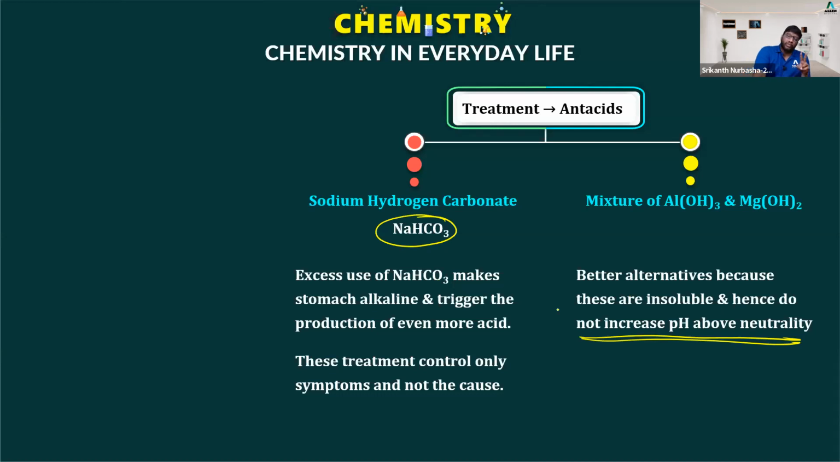But if you look at both these treatments, NaHCO3 and the mixture of Al(OH)3 and Mg(OH)2, the whole idea is that there is acid in the stomach and we are taking a base, and that base reacts with the acid so that neutralization occurs. But this idea is actually only controlling the symptom. This treatment is only controlling the symptoms.